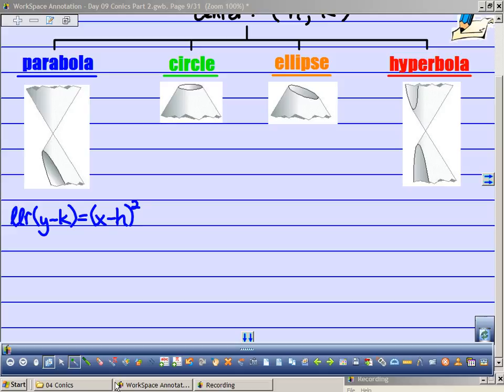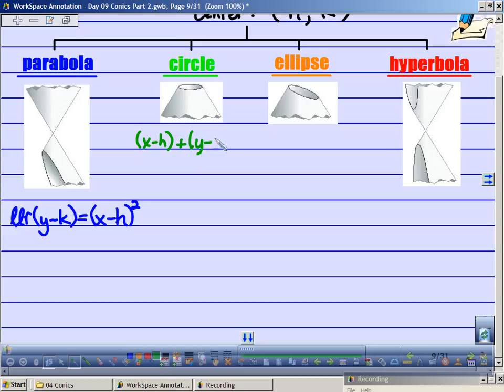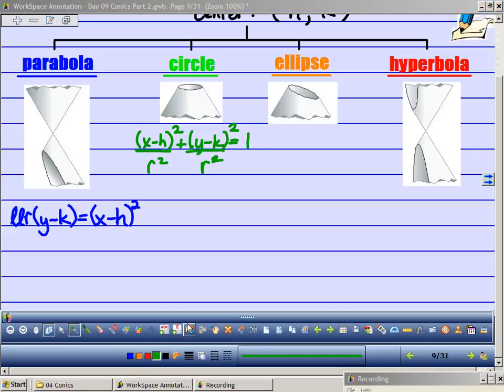My circle is that same x minus h plus y minus k. These are both squared. Only I have a radius squared underneath them. Or you could put the radius on this side if you choose.